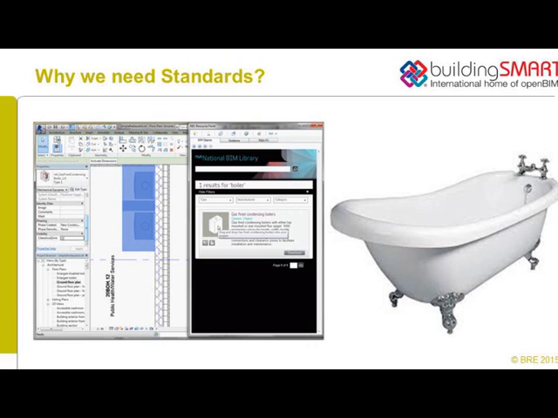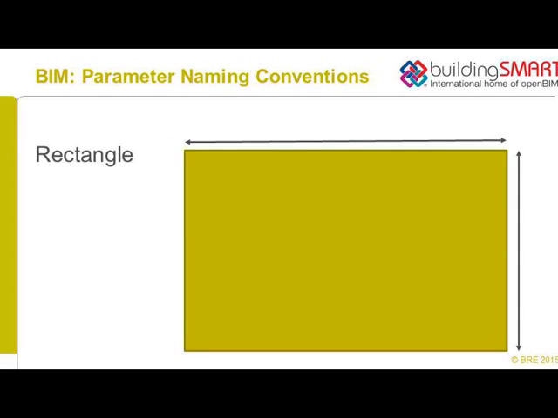Simple rectangle. What do I call those two parameters? Any ideas? Length or width? Depends which one you think is length and which one you think is width. Actually, A and B. How do you spell length?